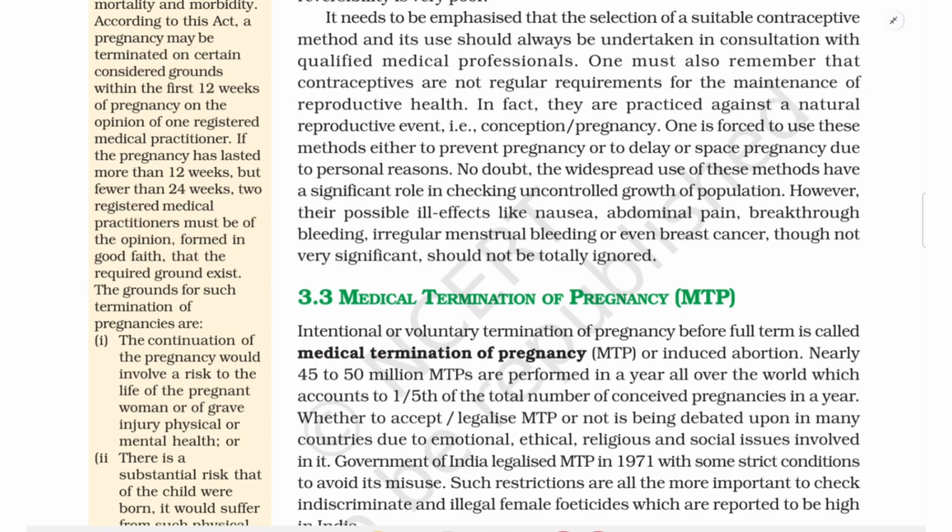One is forced to use these methods either to prevent pregnancy or to delay or space pregnancy due to personal reasons. No doubt the widespread use of these methods has a significant role in checking uncontrolled growth of population. However, their possible ill effects like nausea, abdominal pain, breakthrough bleeding, irregular menstrual bleeding or even breast cancer, though not very significant, should not be totally ignored.